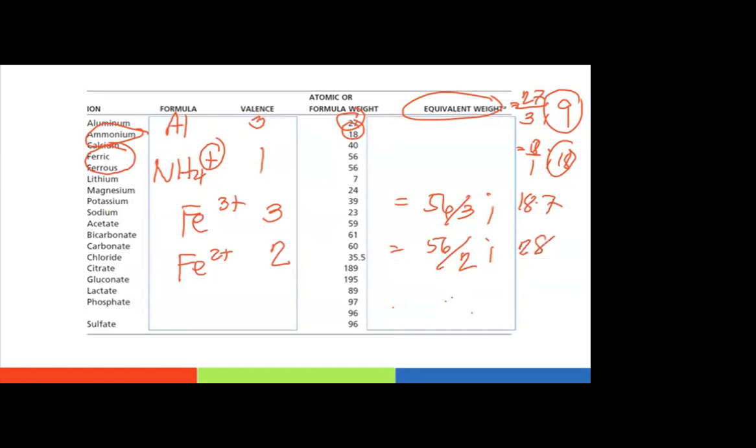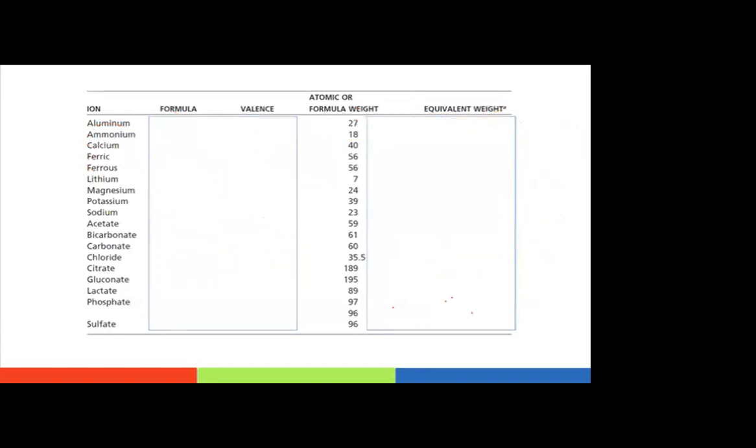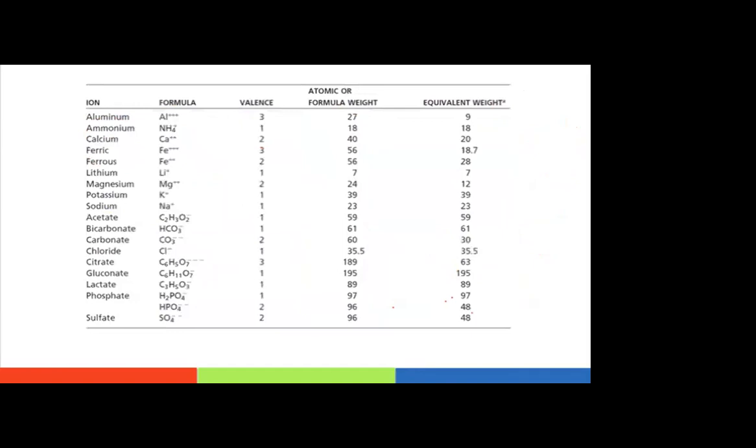Actually, sa susunod na slide, nandun naman yung mga sagot. Nandito naman pala sa kapilang slide. Check nyo na lang, no? Huwag nyo i-spoil yung sarili nyo. Sagutan nyo muna. Tapos i-check nyo na lang kung tama ba. Tama naman tayo, no? 9, 18, saka 18.7, saka 28. Tama naman.